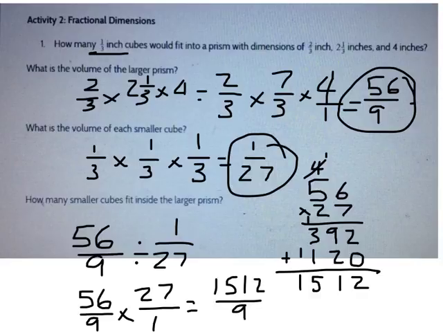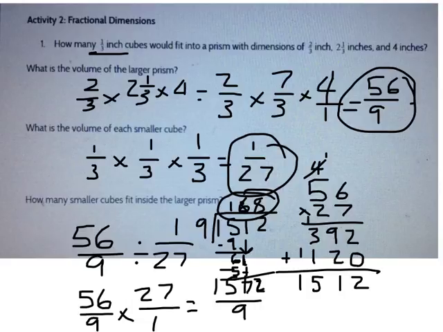I can divide to make that a mixed number. Go ahead and do that now. What's 1,512 divided by 9? The answer is 168. 168 small cubes fit.